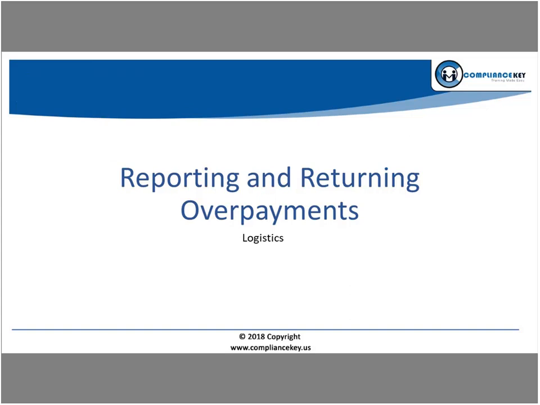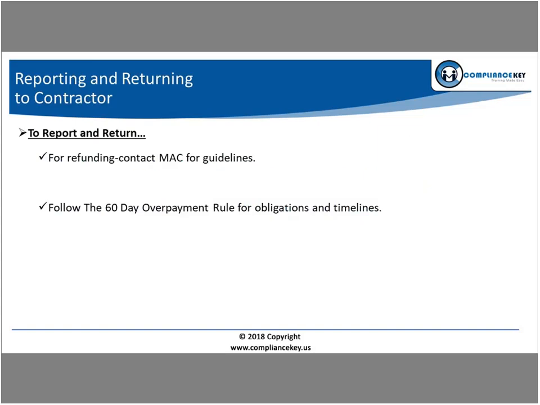So I'd like to conclude by talking through some of the logistics for reporting and returning overpayments. This is assuming that you've done your internal review, you've concluded that there is an overpayment, and now the next thing you need to do is move forward in disclosing that particular overpayment. With regards to a simple contractor refund, you're going to be following whatever your MAC guidelines are for refunds, and you're going to follow the 60-day overpayment rule for those obligations and timelines. So it's pretty straightforward.